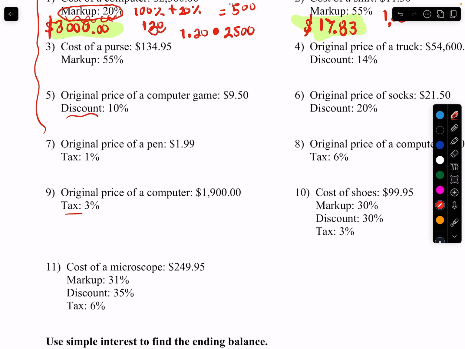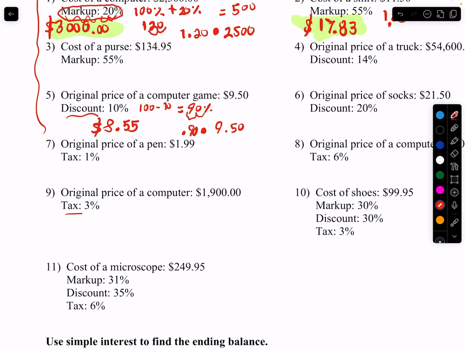10% less is going to be like you're going to be paying 100 minus 10. You're going to actually be paying 90% of the price. So 90% of the price is, move it 2 places, 0.9 times the price. And that's what you'll be paying. Instead of 100% of the price, you'll be paying 90% of the price, 0.90 if you want to. 0.90 times 9.50 gives you $8.55. These should be pretty easy, straightforward.